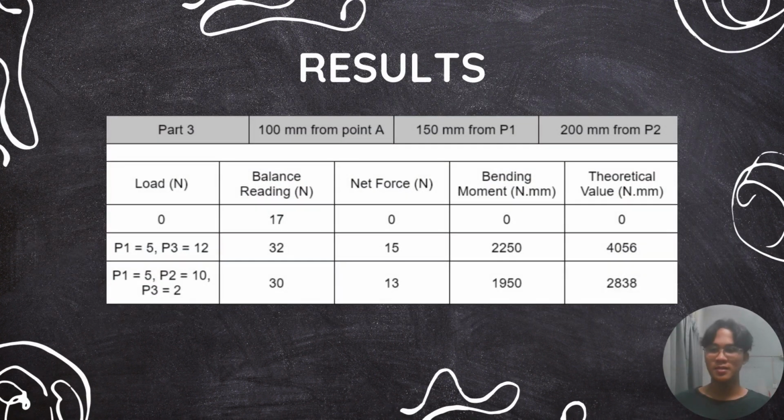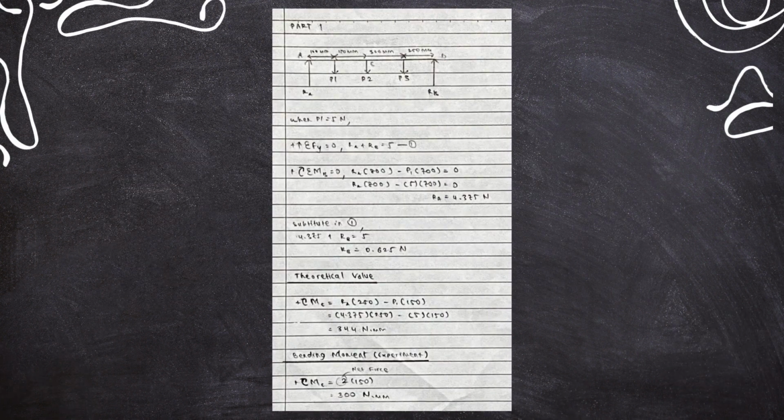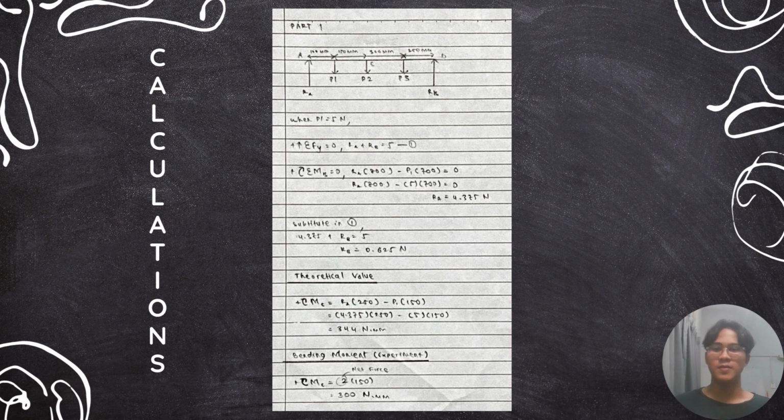In the last part, which is part 3, we increase the distance between P3 and P2 to 200 mm and the loads we use are 0 Newton, 2 Newton, 5 Newton, 10 Newton, and 12 Newton. The data that we got is as shown in Table 3. As for the bending moment and the theoretical values, I will explain how we calculate them in the next slide. So this is the calculation for part 1.